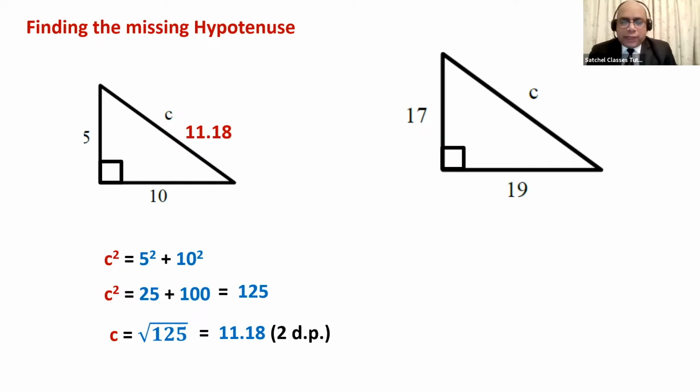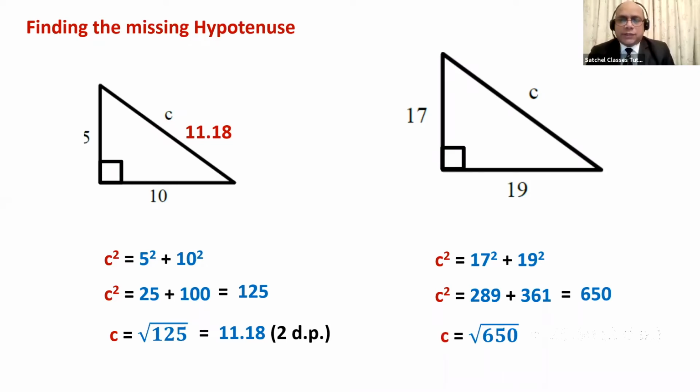Let's use the same formula again for the next triangle. In this case, the two perpendicular sides are 17 and 19. So the formula is hypotenuse squared, which is c squared, should be equal to 17 squared plus 19 squared, the sum of the squares of the two sides which make the right angle. Okay, 17 squared is 289 and 19 squared is 361. If you add them, you get 650. So c has to be square root of 650, which is 25.50 units rounded to 2 decimal places.